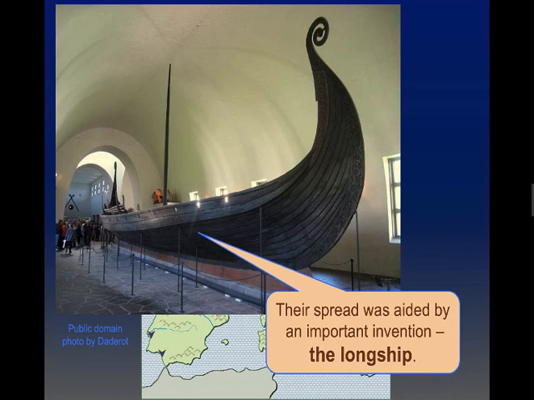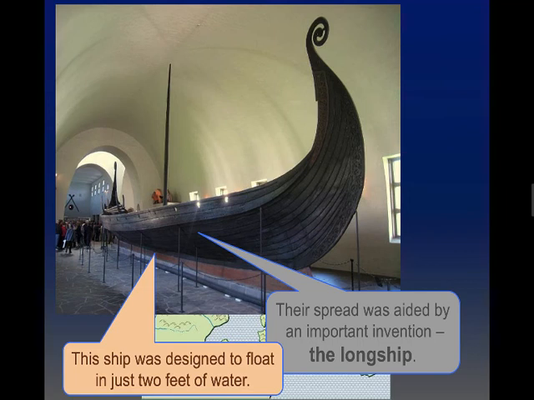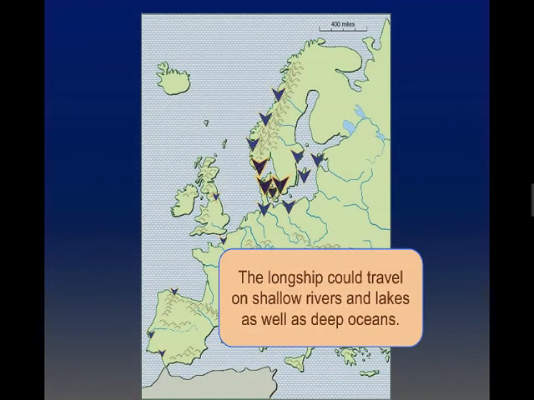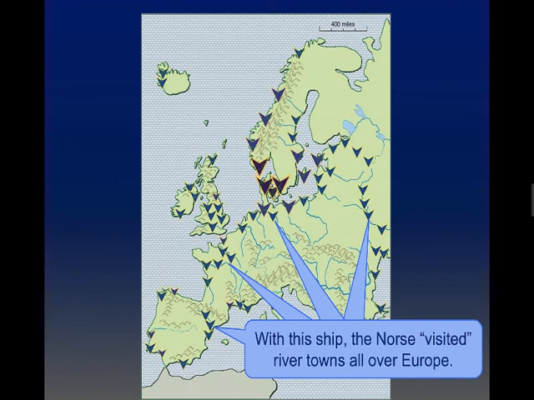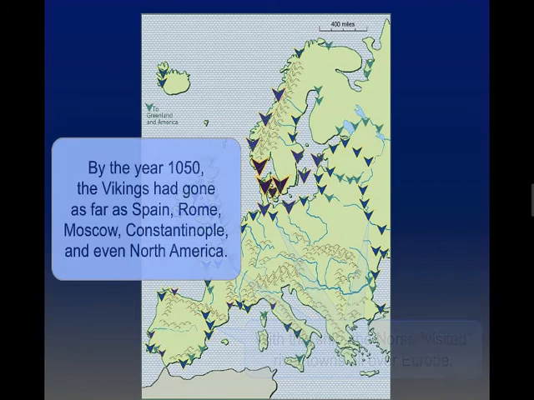And that spread was aided by an important invention, the longship. This ship is designed to float in just 2 feet of water and still survive in the ocean. The longship could travel on shallow rivers and lakes as well as deep oceans. And with this ship, the Norse, and I put it in quotes, visited a lot of river towns all over Europe. They came as traders, and if you didn't want to trade, they could make you a deal that you couldn't refuse. And the result was the Vikings had a tremendous impact on European history.